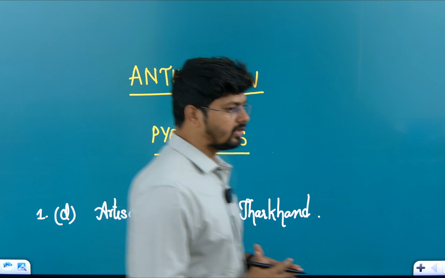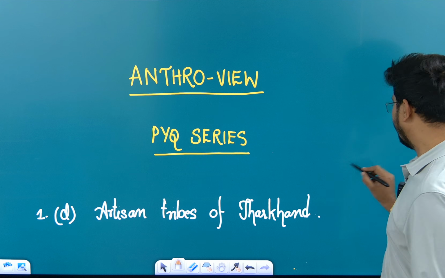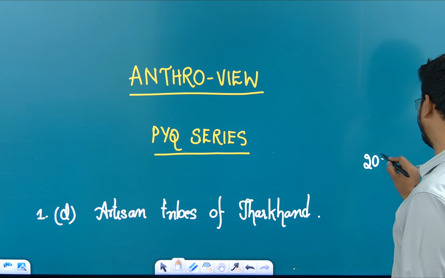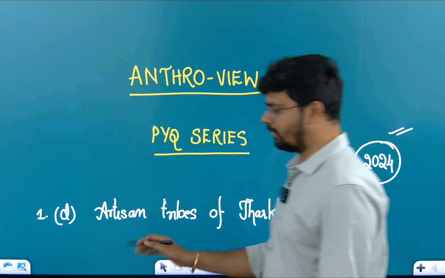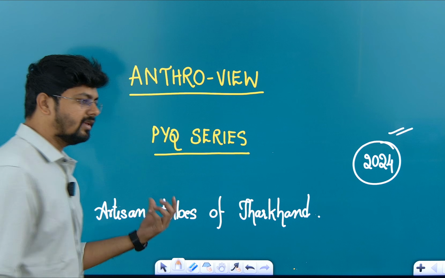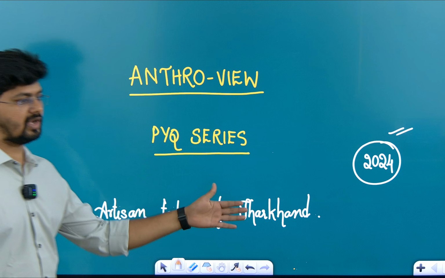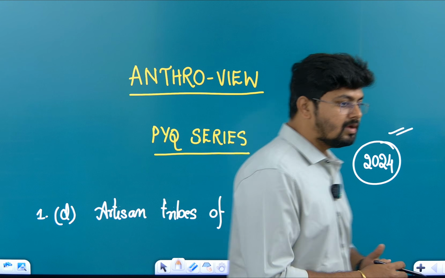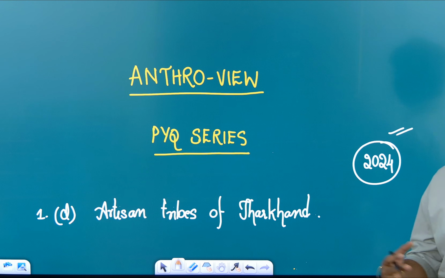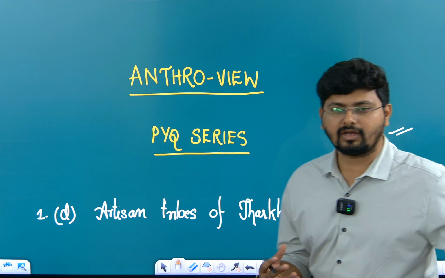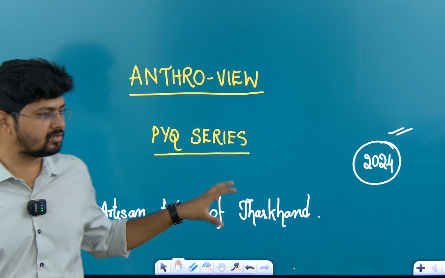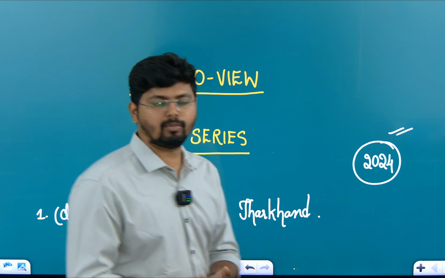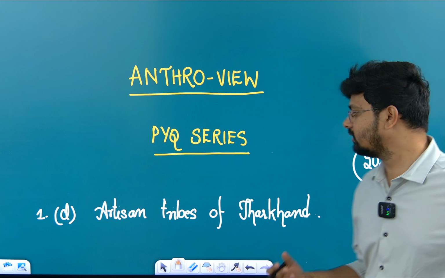So today we are going to take up a question from 2024 paper 2. The question asked in 2024 paper 2 is a statement: Artisan tribes of Jharkhand. Now, what immediately comes to your mind is that you get some examples of the Eastern India who belong to Jharkhand, and you start thinking about their handicrafts and artifacts.